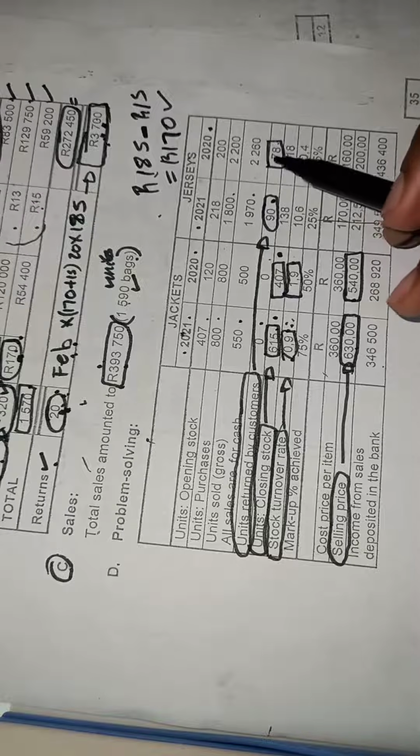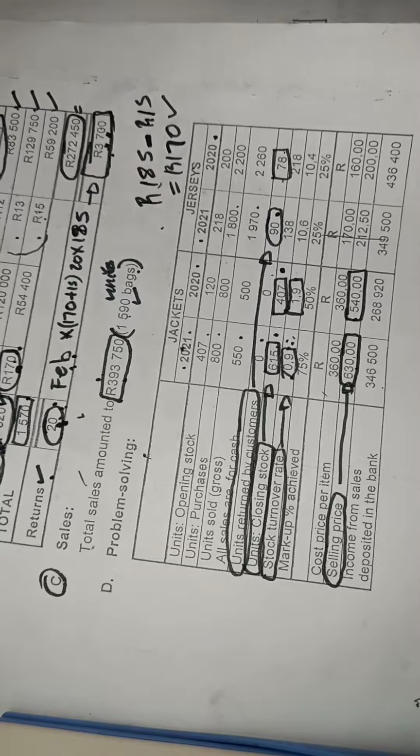Look, last year it was a bit smaller, but still not acceptable. Last year it was 78 units returned. This year it jumped to 90 units. Not a good thing. That's one problem with jerseys. Let's put it down. The problem is too many units returned by customers.